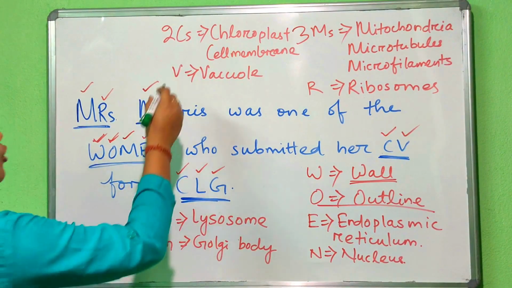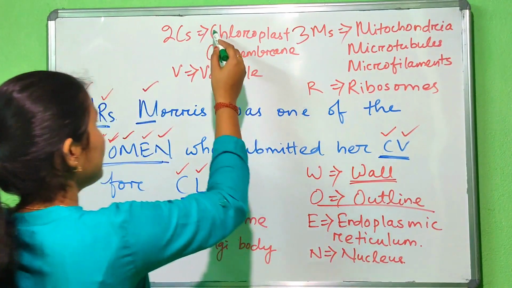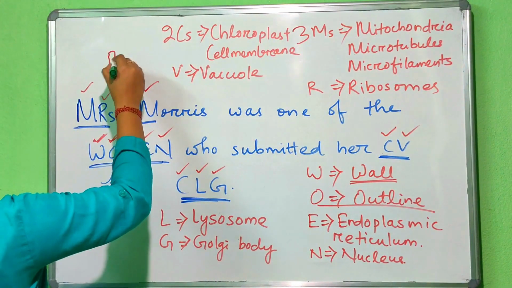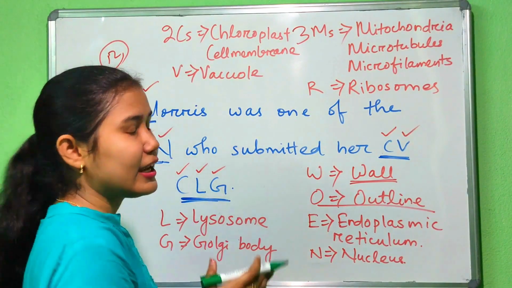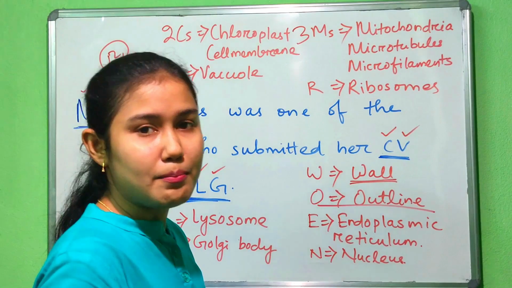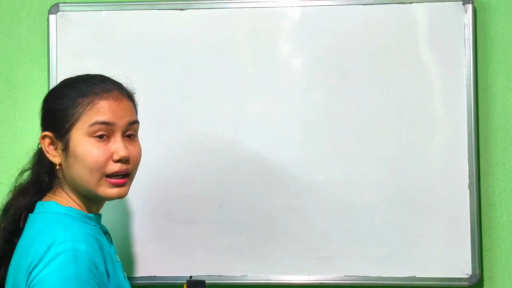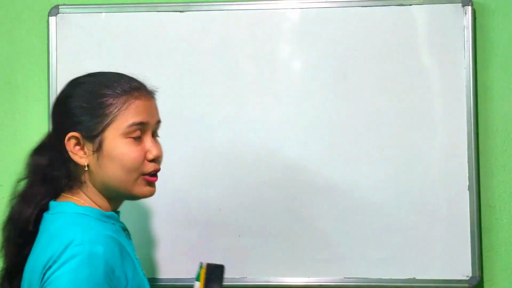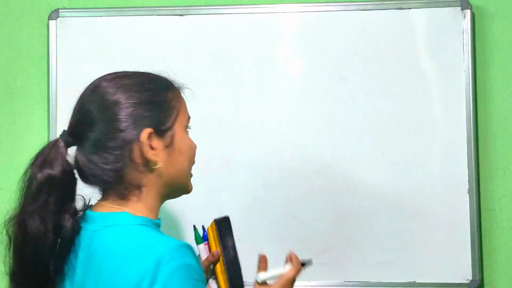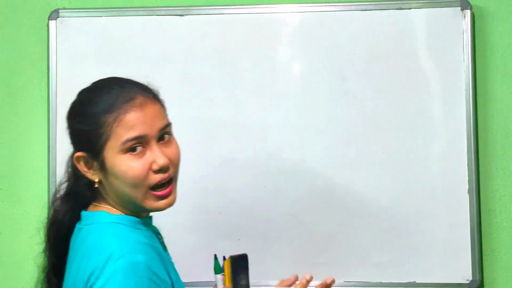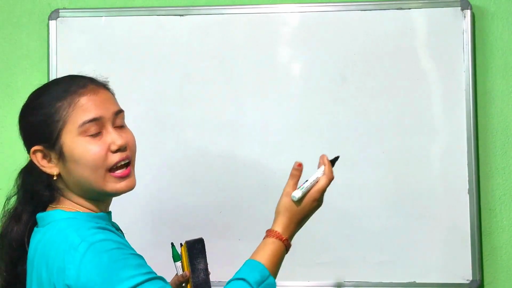Okay. So how many structures are there? 1, 2, 3, 4, 5, 6, 7, 8, 9, 10, 11, 12. Using these components of the cell, we will draw the diagram of a typical eukaryotic plant cell. Okay. Now, let's draw the diagram. So, to draw a eukaryotic plant cell, let's begin with the outline. Remember O? O for outline. So, consider the plant cell to be hexagonal.